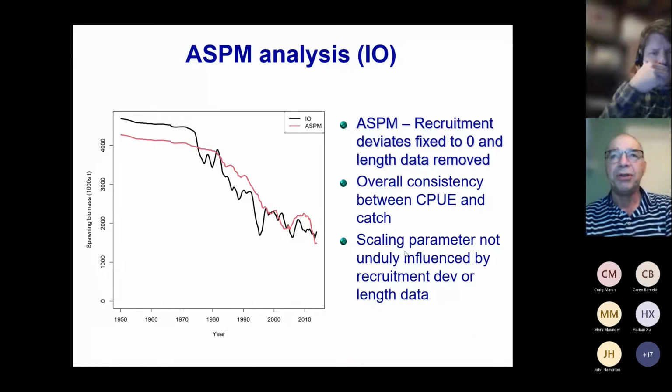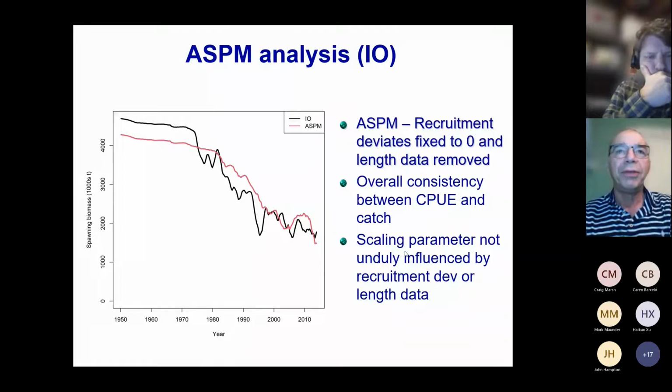Let's see, Dan, maybe you can put in the chat how we dealt with the tag data. I presume the tag data also is not in this one, but let us know if it was.